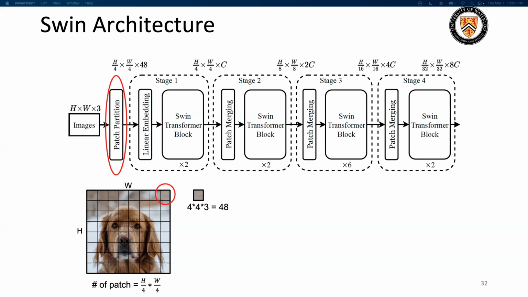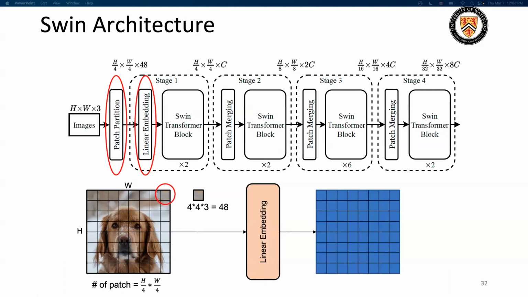Now, the next component is linear embedding. This image with these patches goes through this linear embedding layer. And this linear embedding will change the dimension of these patches from 48 to C. So that's the only change that linear embedding makes. And the number of patches will be the same.